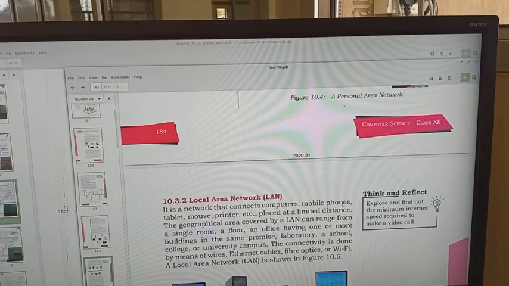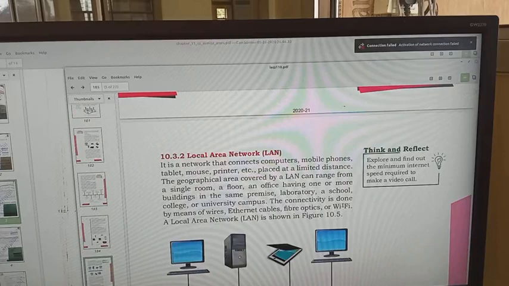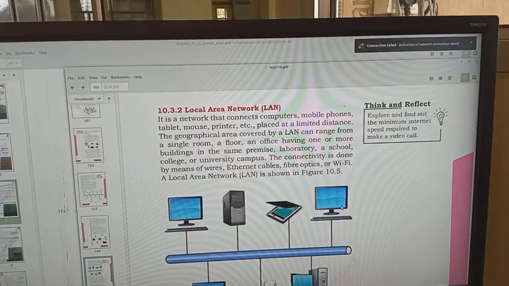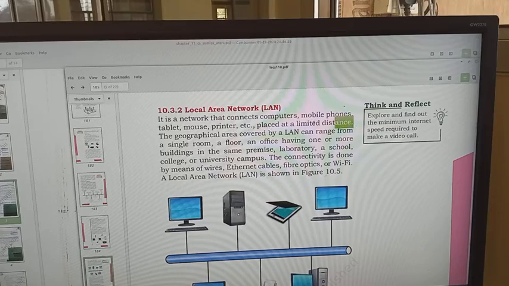The second one is called LAN, local area network. Look at that here. In our computer lab we are also using LAN only. It is a type of network that connects computers, mobile phones, tablets, mouse, printers, etc. placed at a limited distance. Limited distance is the main key point here.